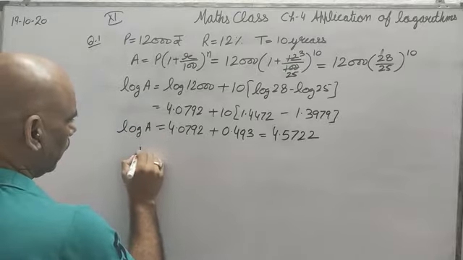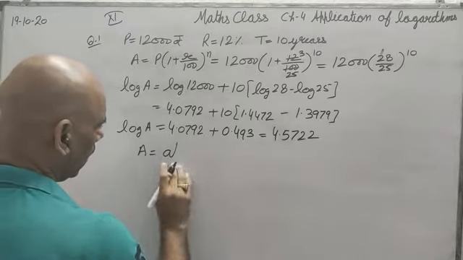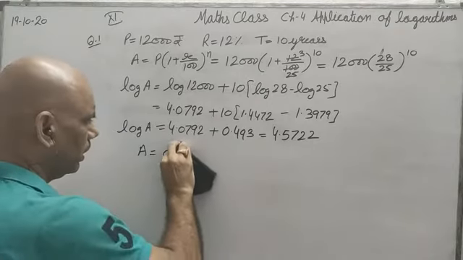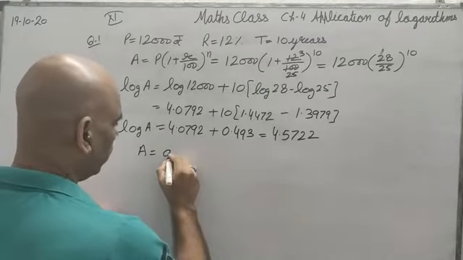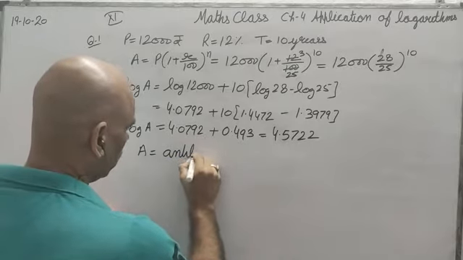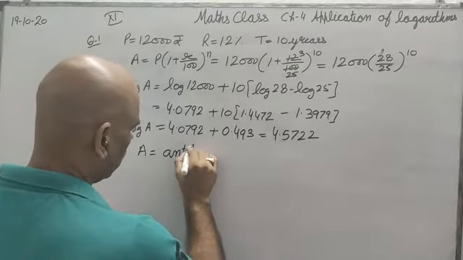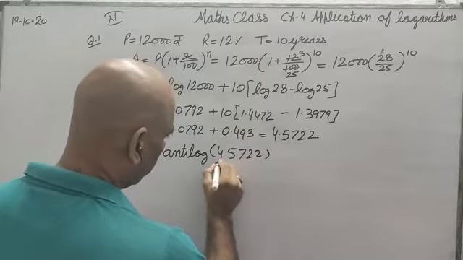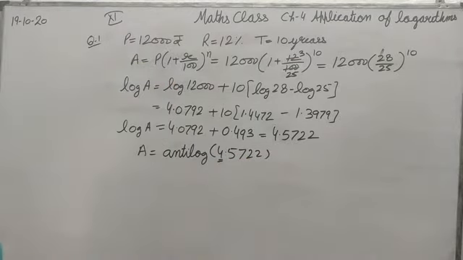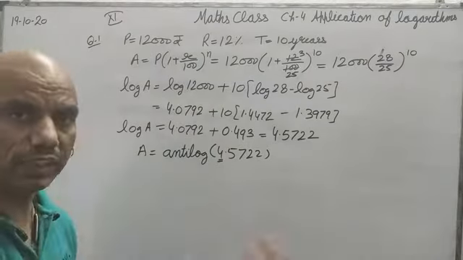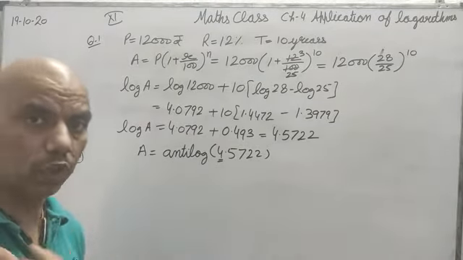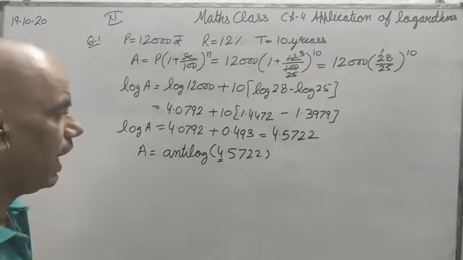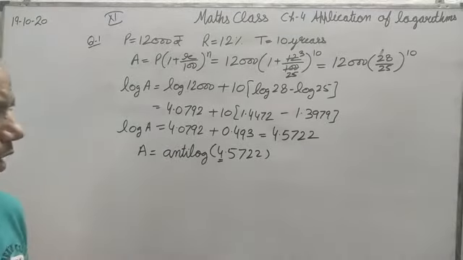If I want to get the value of A, what will I have to do? I'll have to find the anti-log of 4.572. Now what is the rule? The 4 is telling me that there will be 5 digits before the decimal. The decimal should be there after 5 digits. And 5722 will tell me what number it should become.